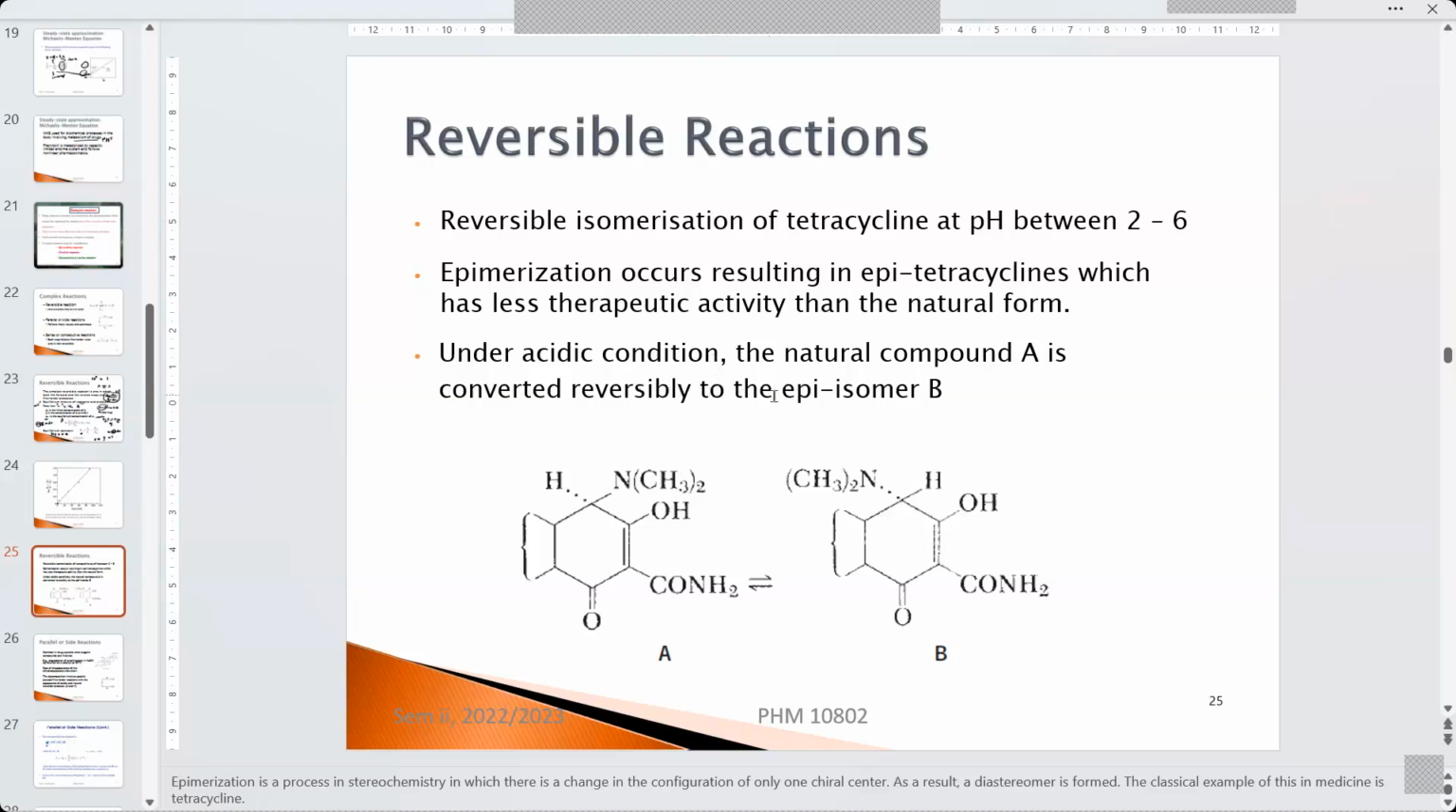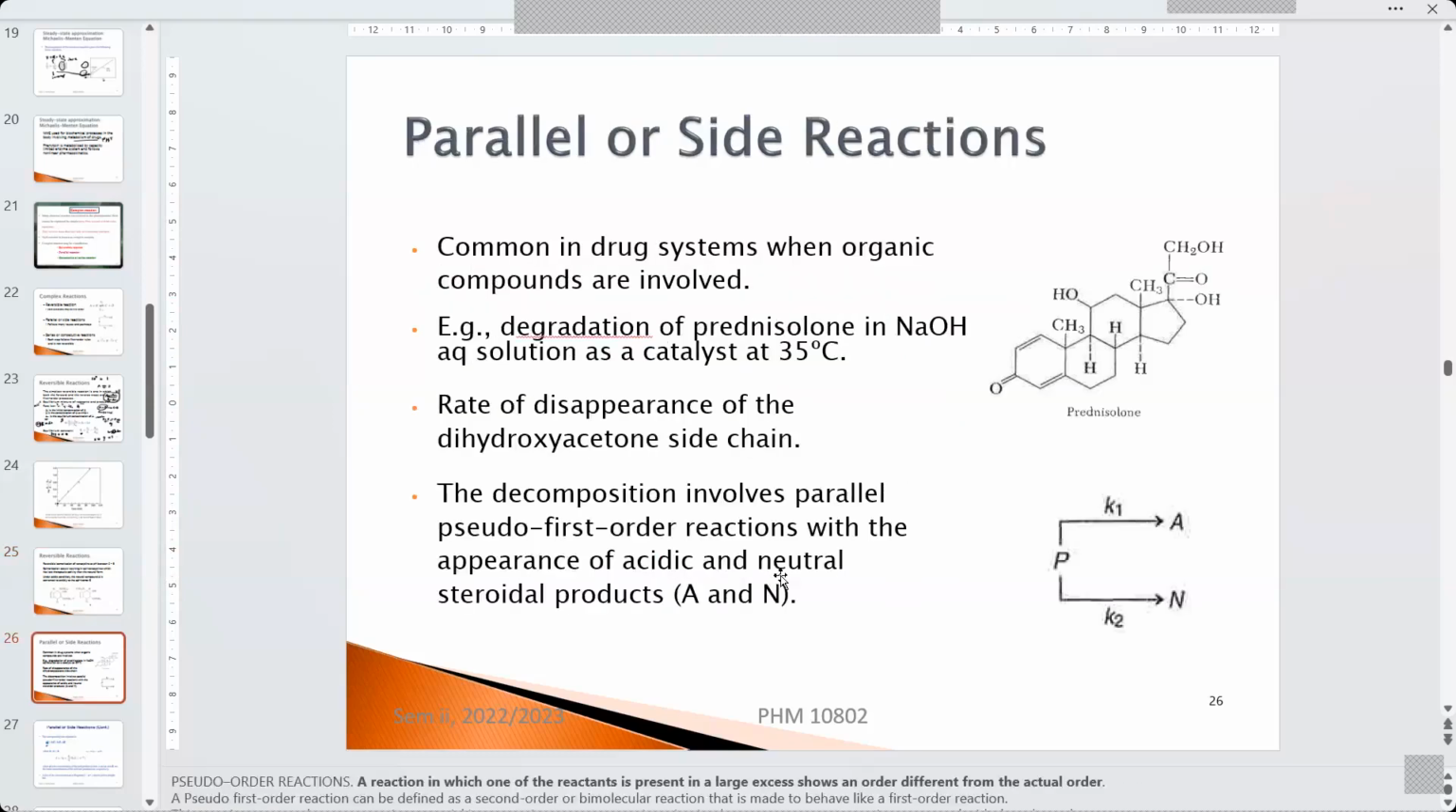And this is a reversible reaction, means that it has some equilibrium point, it will stop back. Okay, now we talk about the parallel or side reactions. This is common in drug systems when organic compounds are involved. Example, prednisolone, a corticosteroid, you all know. It degrades in sodium hydroxide in alkaline medium. So we call this alkaline degradation or hydrolysis, alkaline hydrolysis.